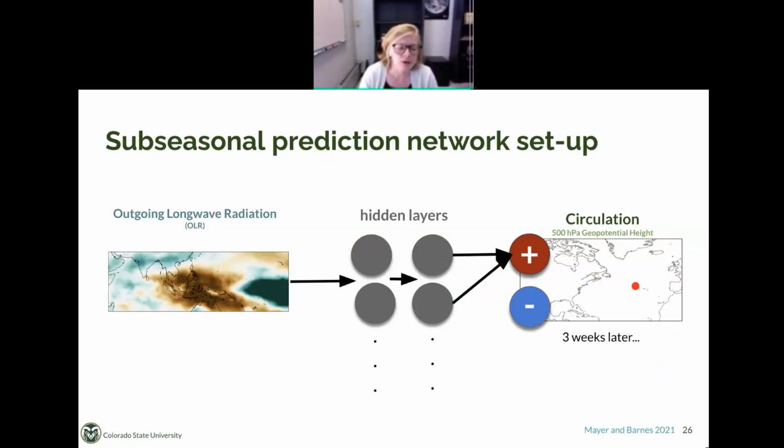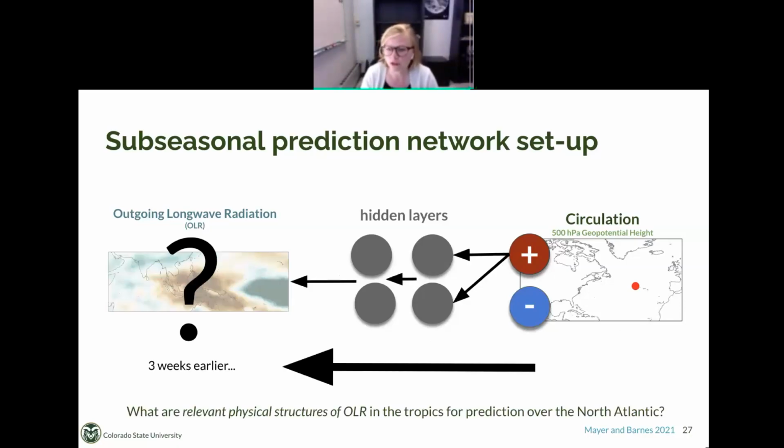In our case, we input outgoing long-wave radiation, not a cat, to determine the sign of the circulation 3 weeks later over the North Atlantic. Let's say that our neural network predicts that there's a positive circulation anomaly over the North Atlantic. We want to know, using layer-wise relevance propagation, what the relevant physical features of outgoing long-wave radiation were to make this correct and confident prediction of the sign of the circulation 3 weeks later. So instead of a heat map of a cat, we will be getting a heat map of the regions of this box here where the outgoing long-wave radiation was important for this prediction over the North Atlantic.